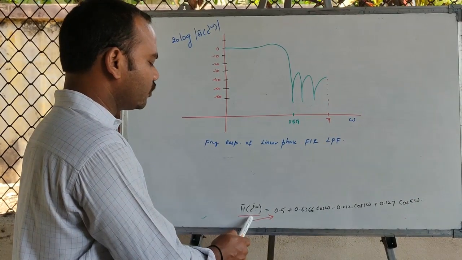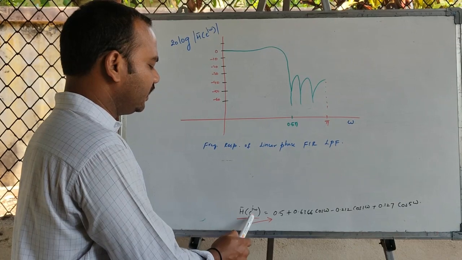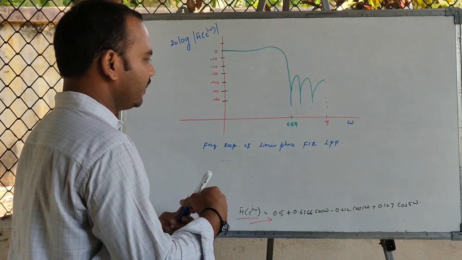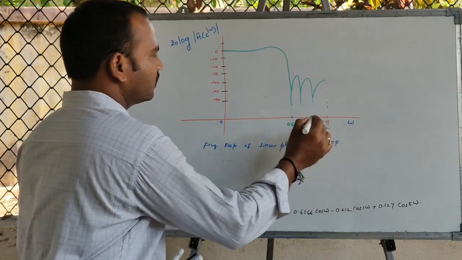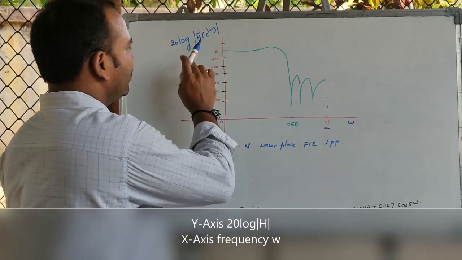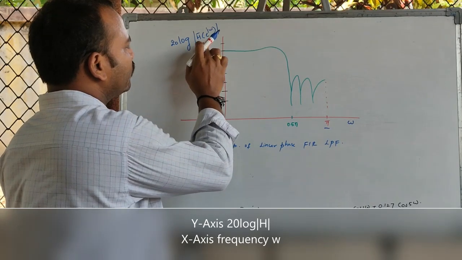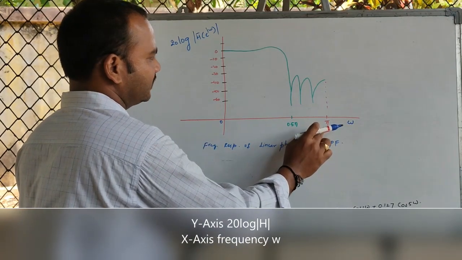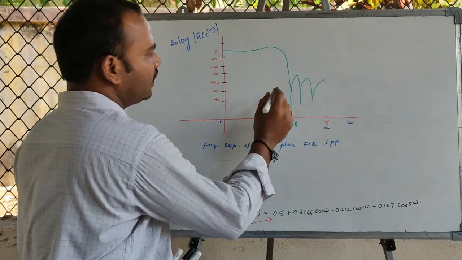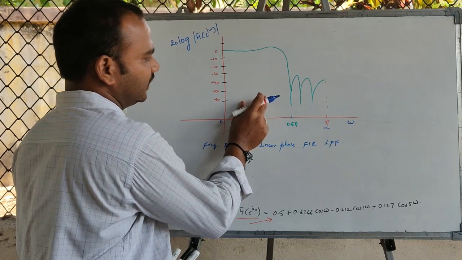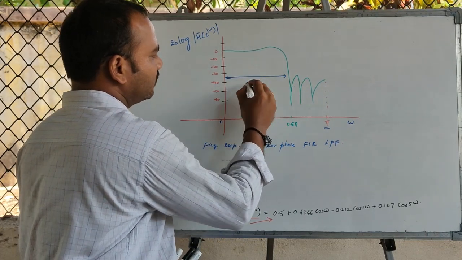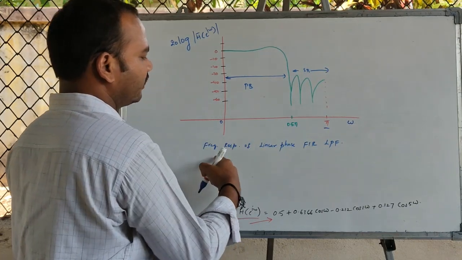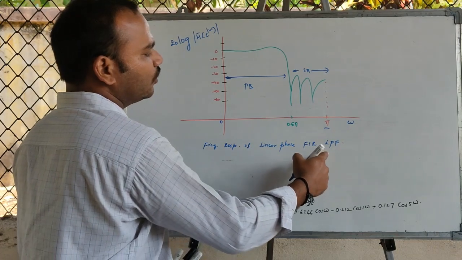This h bar of e power j omega can be plotted by varying the values of omega from 0 degrees to 180 degrees. Now, on the x-axis, we have taken 20 log of magnitude of h bar of e power j omega, and the y-axis from 0 to pi in degrees. If you plot by varying omega, you are going to get the frequency response like this. This is the pass band and this is the stop band. So this is the frequency response of the linear phase FIR low pass filter.